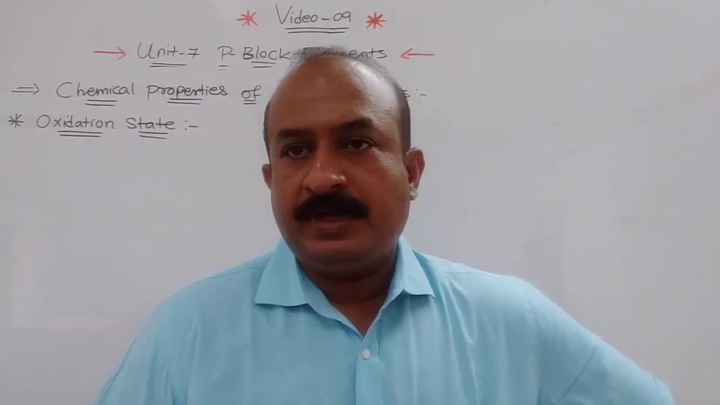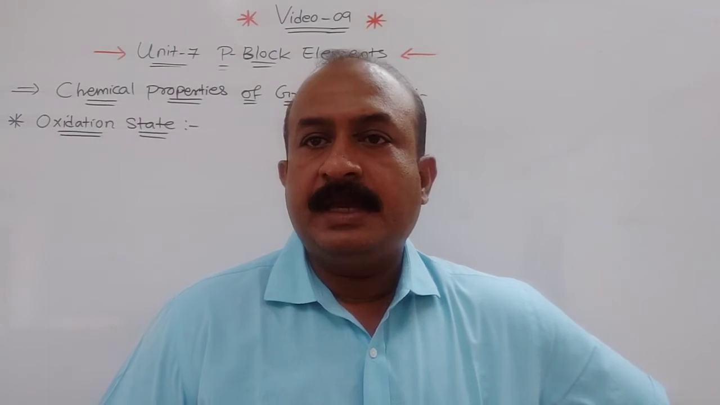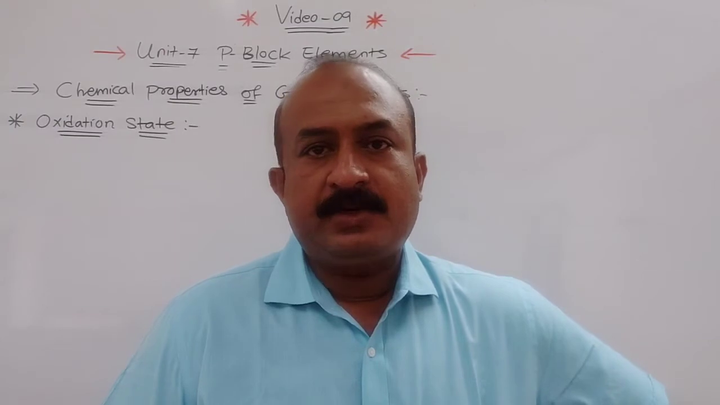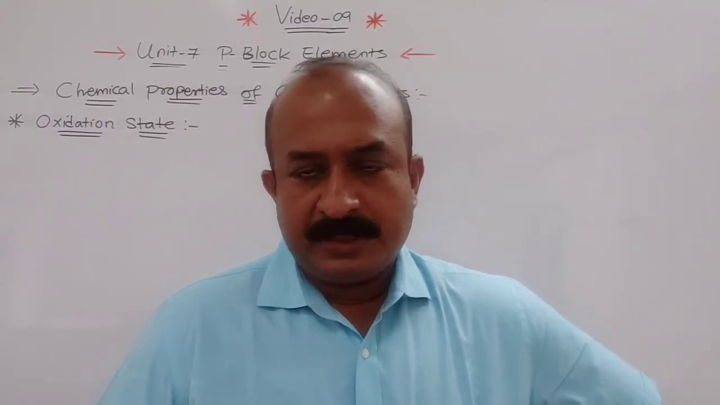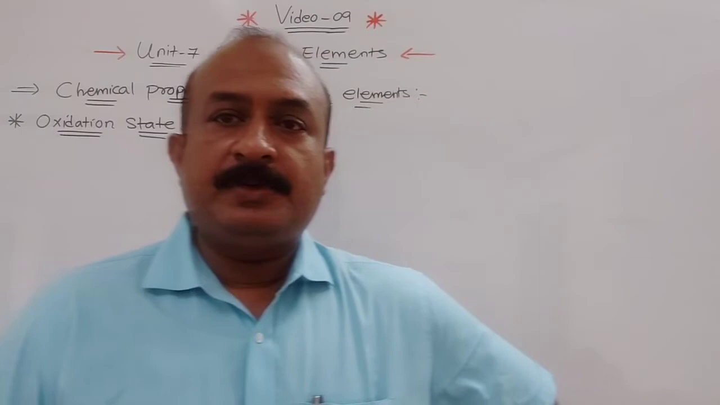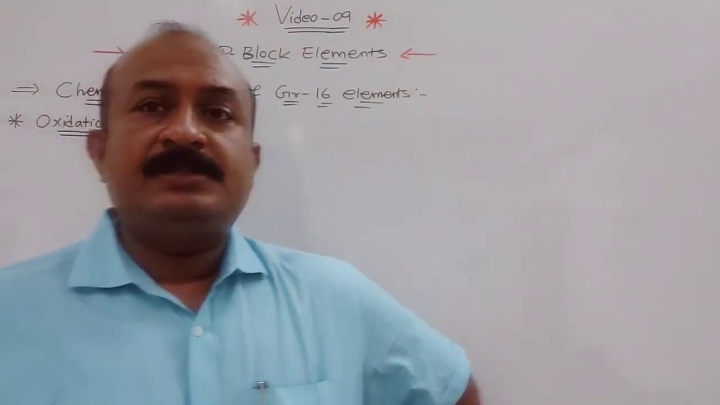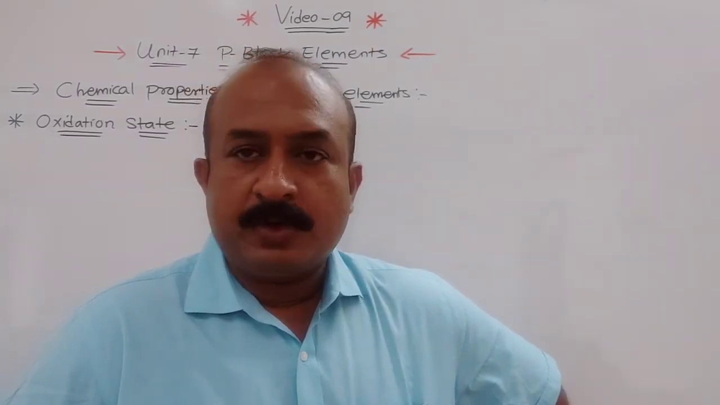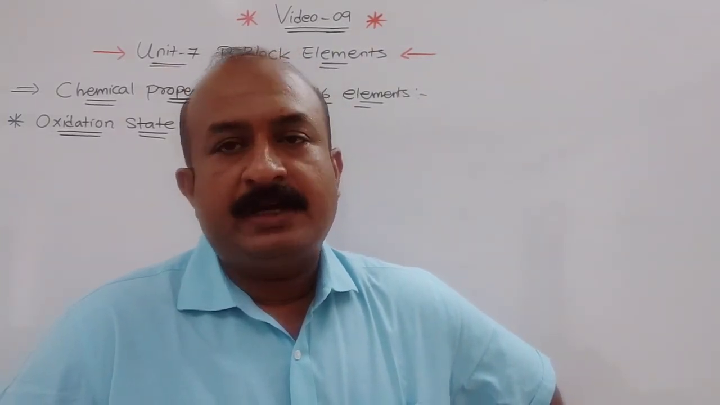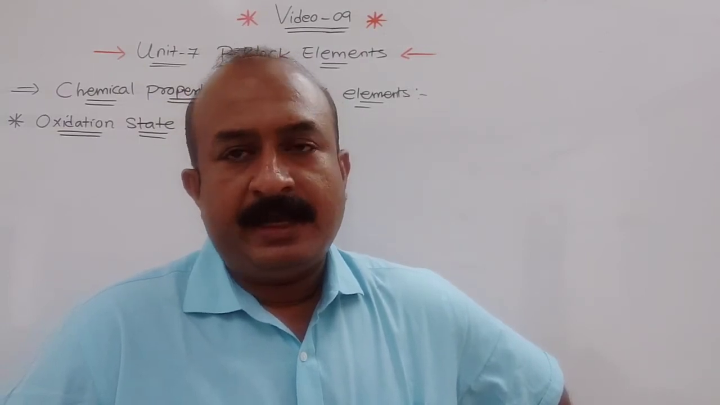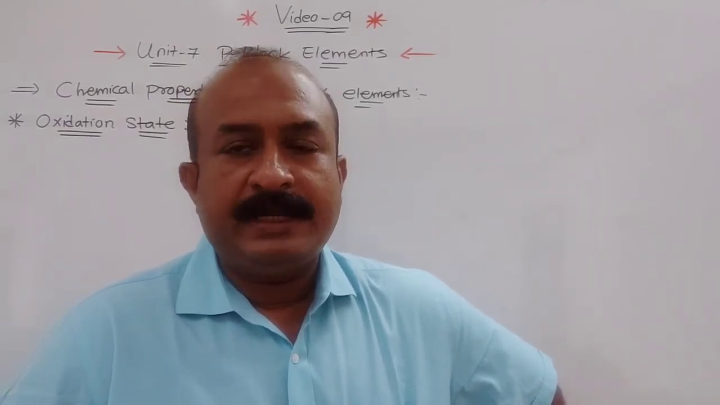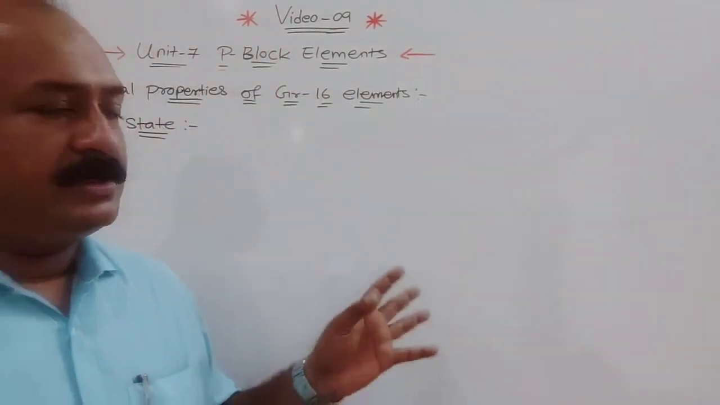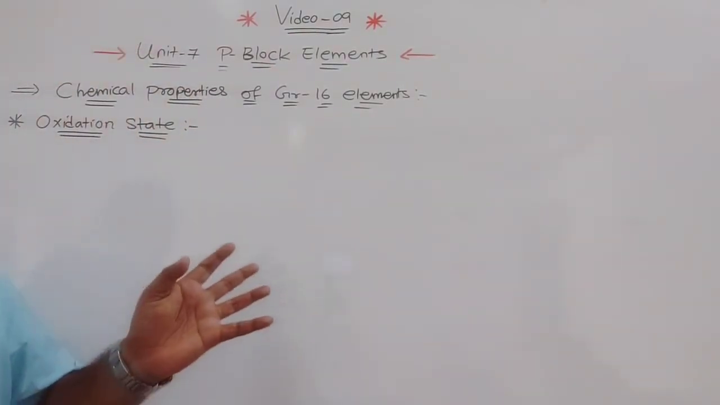Today in video 9 we are going to discuss the chemical properties of group 16 elements. Now, oxidation state is there, but before that, one student asked a question regarding why oxygen's electron gain enthalpy value is more negative than sulfur. I will explain the answer here, and also give you the order of electron gain enthalpy of the group 16 elements. First, the question asked by the student.